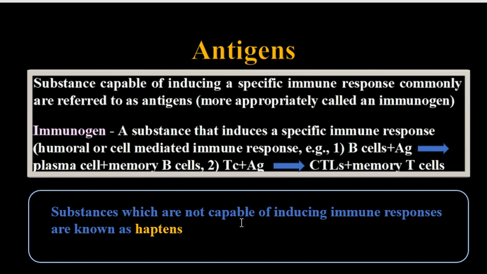However, substances which are not capable of inducing an immune response are known as haptens. Haptens are of small molecular weight. They have the property of antigenicity, but they are not an immunogen.